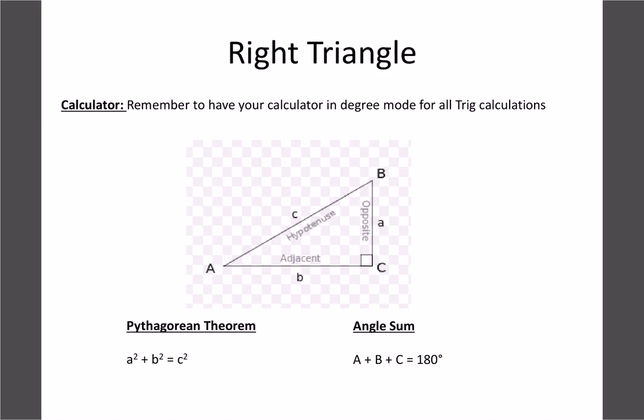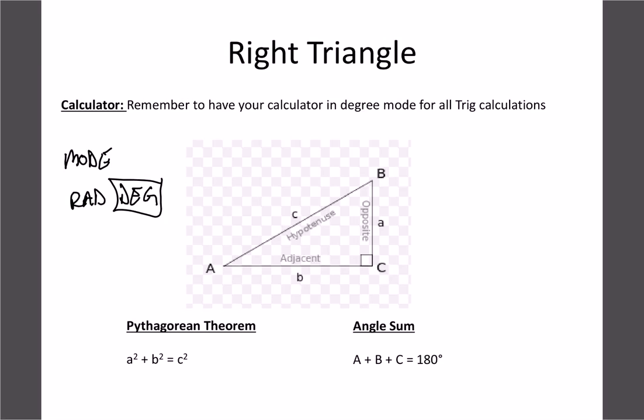First thing, make sure your calculator is always in degree mode when you use any kind of trig, any kind of sine, cos, or tan. It has to be in degree. And on a graphing calculator, just go to mode, and make sure you've got radians and degrees as the two choices. Make sure you're on degree.